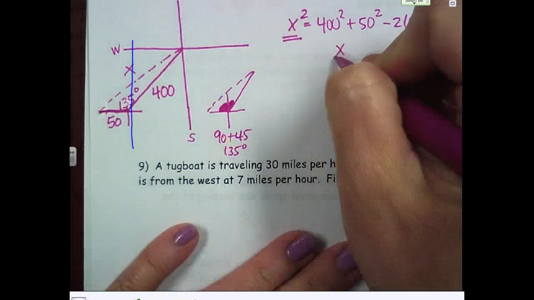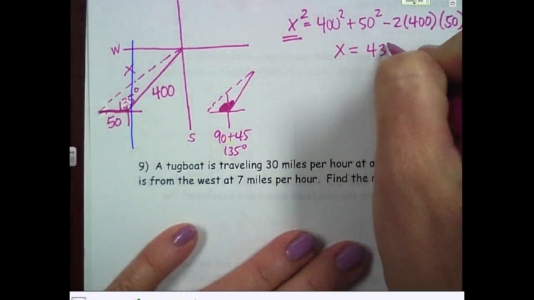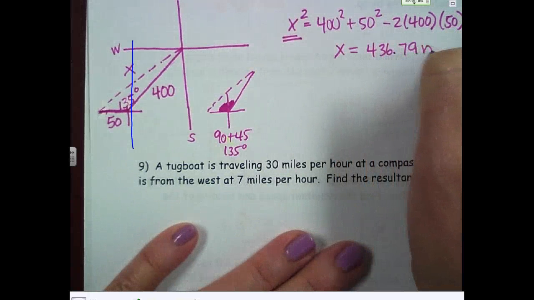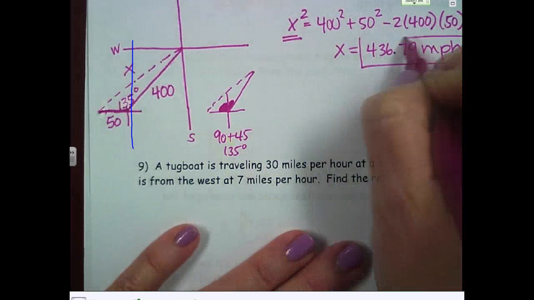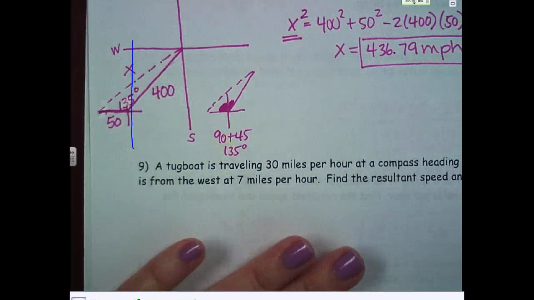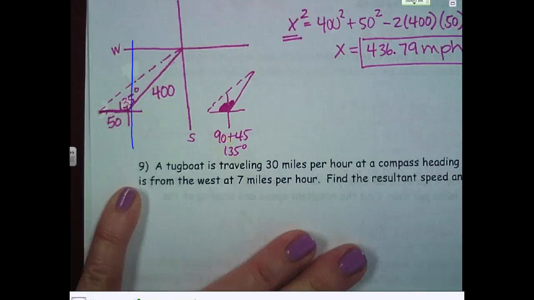So x ends up being 436.79 miles per hour. That's the new speed of the airplane. So I'm going to erase my x and write in the 436.